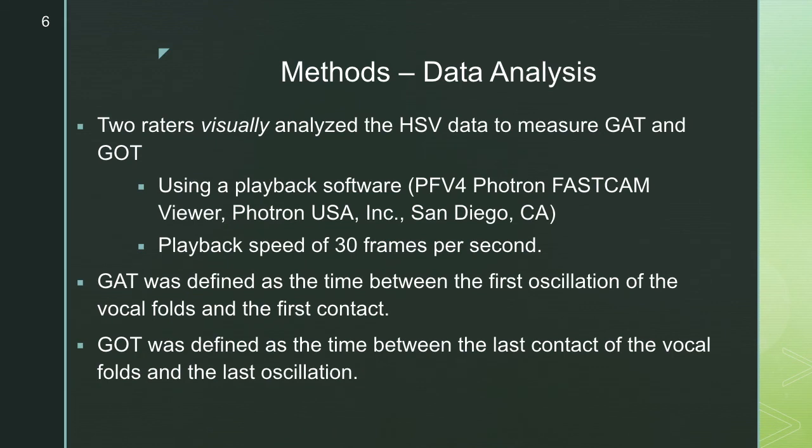2 raters visually analyzed the HSV data using a playback software, PFV4 Photron FASTCAM Viewer, with a playback speed of 30 frames per second to measure the durations of glottal attack and offset times. The glottal attack time was defined as the time between the first oscillation of the vocal folds and the first contact. The glottal offset time was defined as the time between the last contact of the vocal folds and the last oscillation.